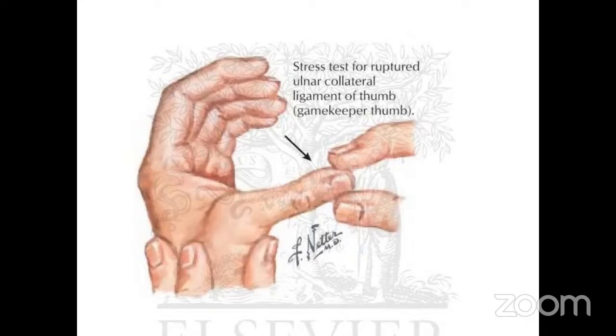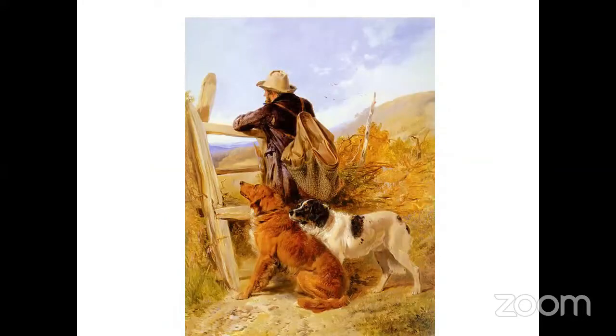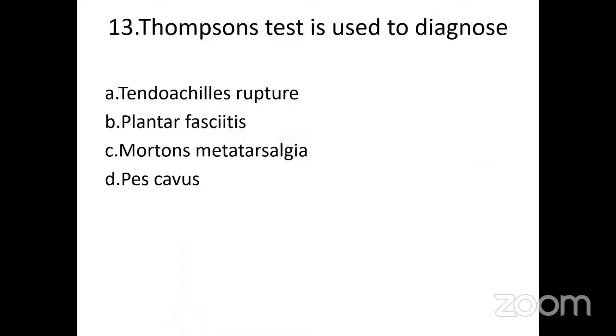And how do you clinically assess the injury? You abduct the thumb and look for tenderness over the medial aspect of the MCP joint. So here you can see that the radial collateral ligament of the MCP joint is intact, whereas the ulnar collateral ligament is totally torn, and you give a stress test by abducting the thumb. So this is a gamekeeper's thumb. Then Thompson's test is used to diagnose.